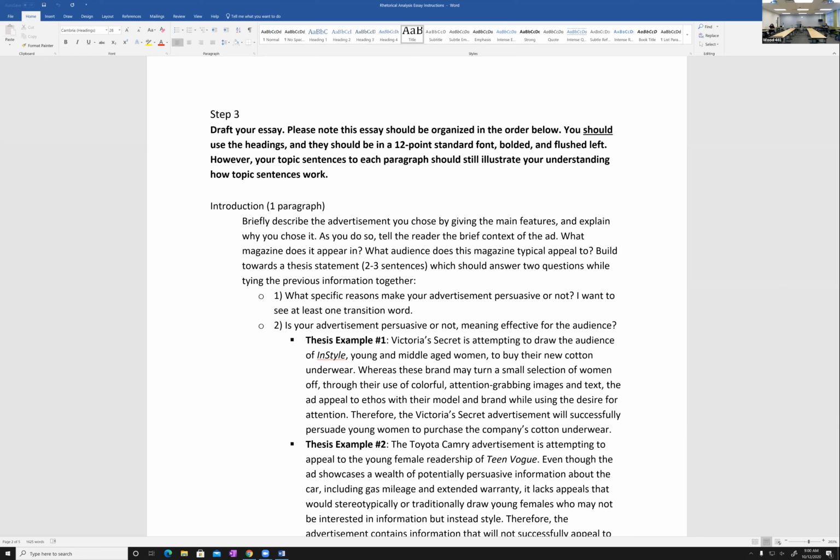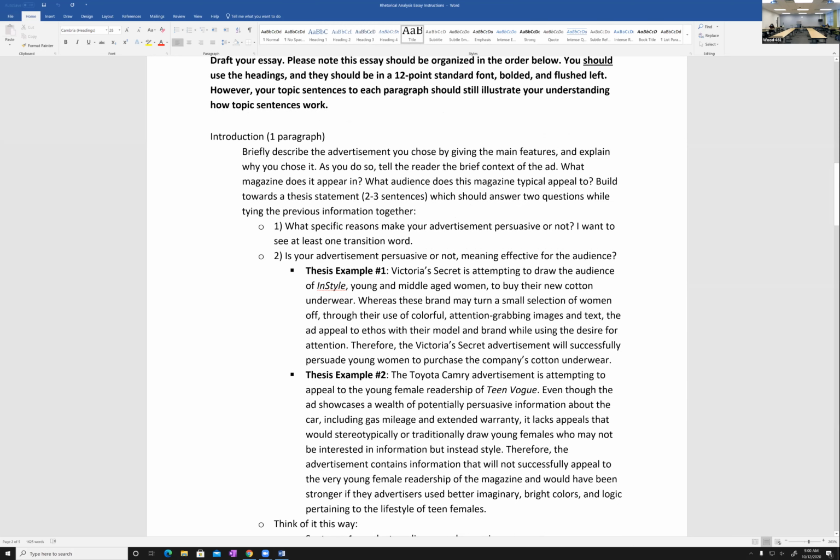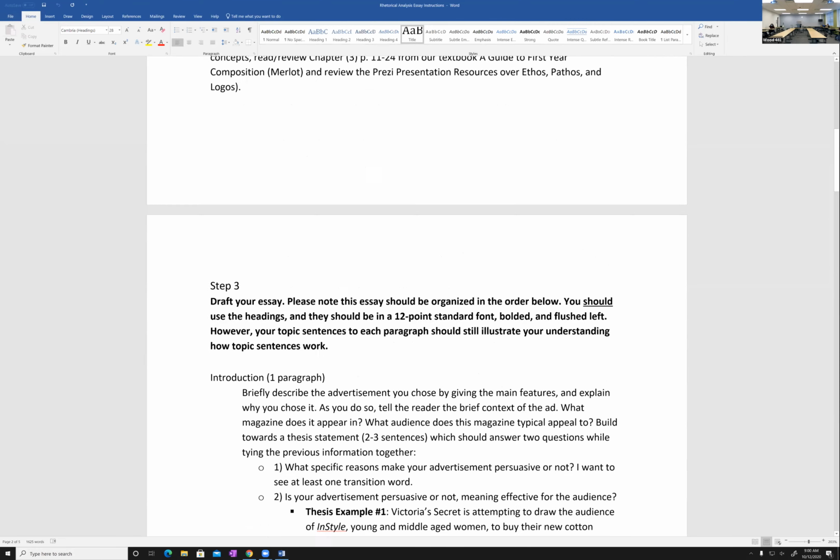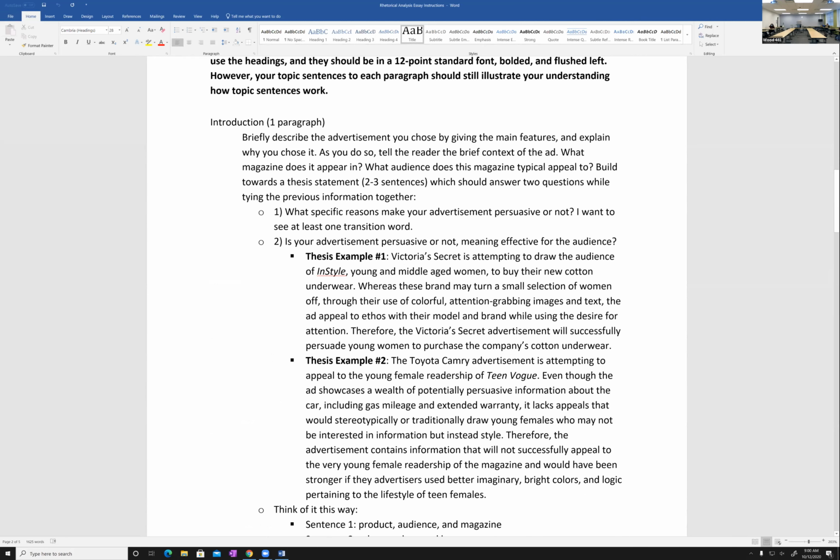However, topic sentences to each paragraph should illustrate understanding of how topic sentences work. So you're not just going to jump into paragraphs. Remember, every paragraph should start with a topic sentence. So here are the sections you are going to have in your essay. And I want you to use these headings. So I want to just quickly go over each of the sections first. I'm going to just introduce it to you.